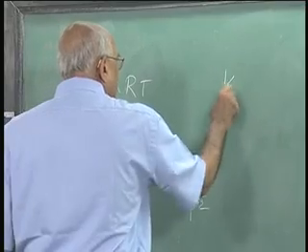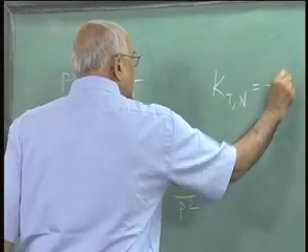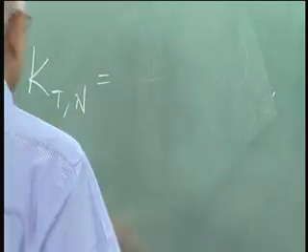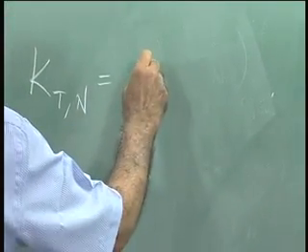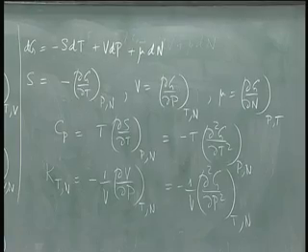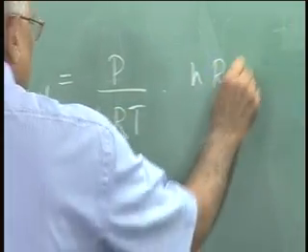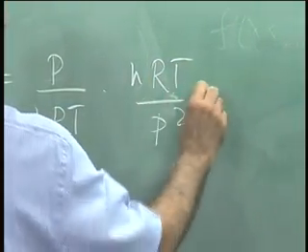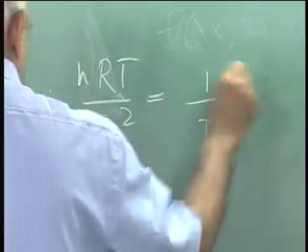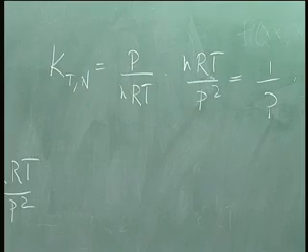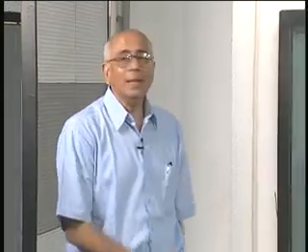So K at constant T and N equals -1/V, minus signs cancel, so it's 1/V, and 1/V is P over nRT, multiplied by nRT over P squared, which is equal to 1/P. So you see, the bulk modulus is the pressure. Now the compressibility is indeed the pressure.